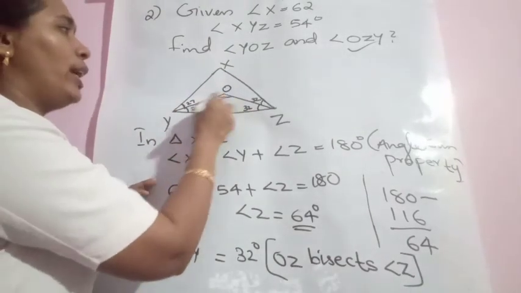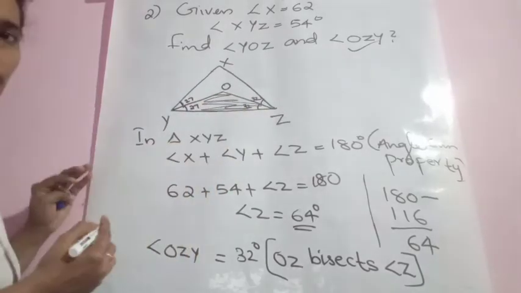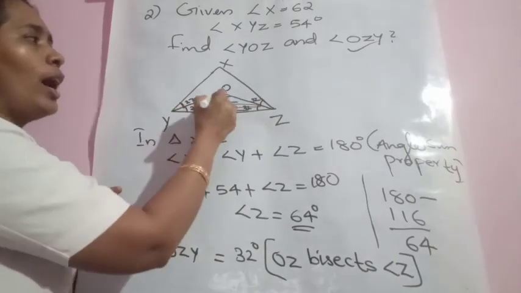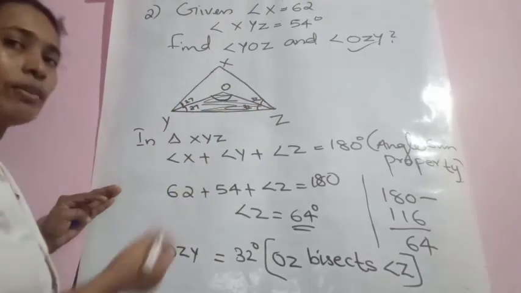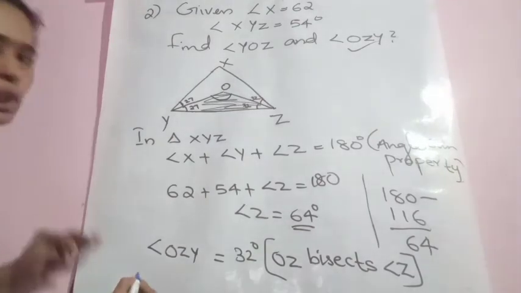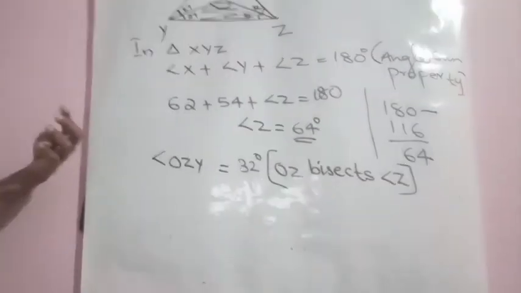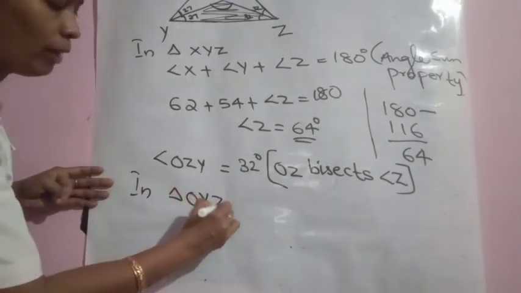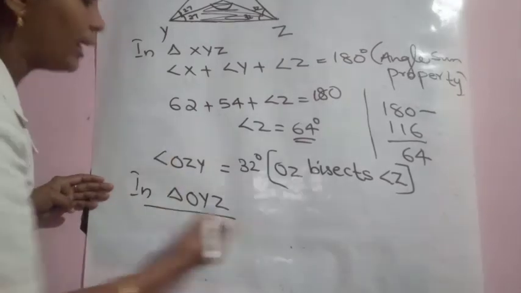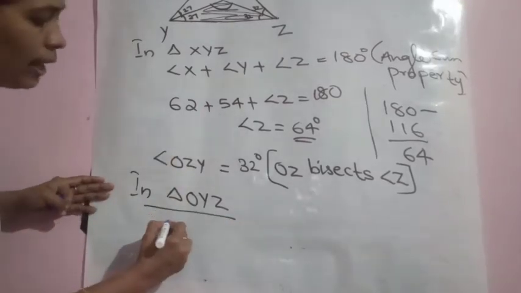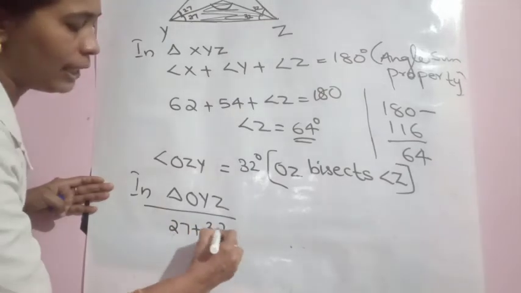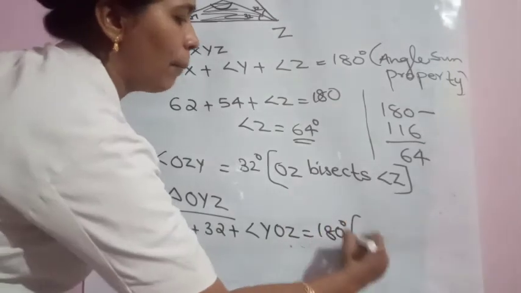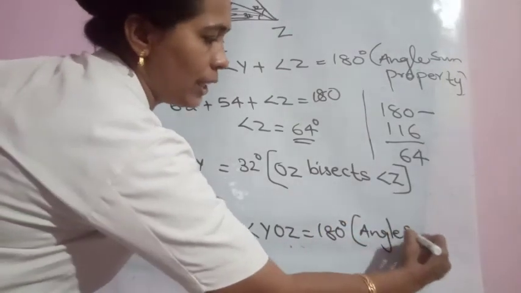Now look at the board. Teacher is shading only a single triangle OZY. In OYZ or OZY, two of the angles are known to you. How do you find the third one? Using which property? Angle sum property. So we can write, in triangle OYZ, you can give the name any way you like, OYZ, OZY or any name. Inside this one we can see that 27 plus 32 plus angle YOZ equal to 180 degree. Reason: angle sum property. That is very, very important.